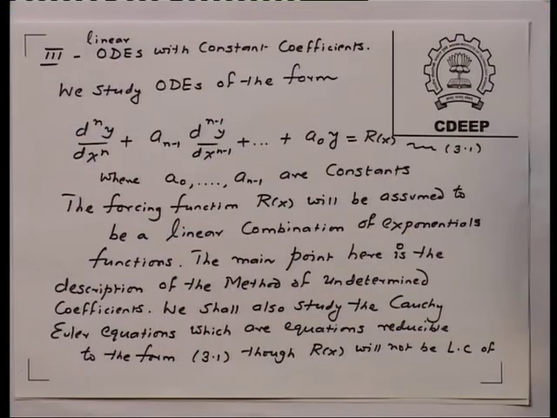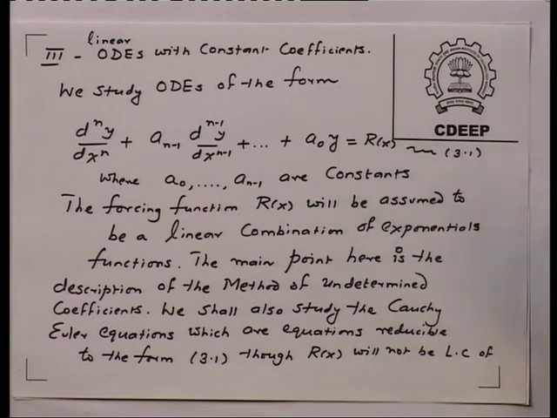So the kind of things that we are looking at are the nth order ODE. Again, the leading coefficient is 1. If it is not 1, you divide by the leading coefficient and make it 1. Then a0, a1, a2, etc. are constants. We are going to eventually assume they are real constants, but it does not have to be real constants. As such, it can be even complex numbers, but at some point of time, we are going to assume that they are real.